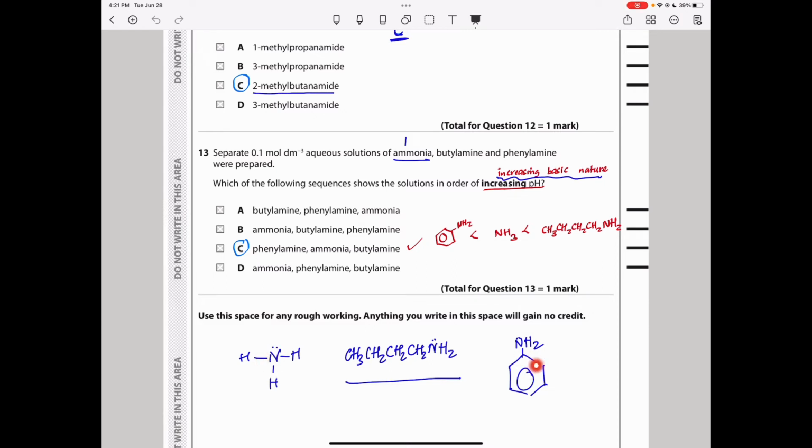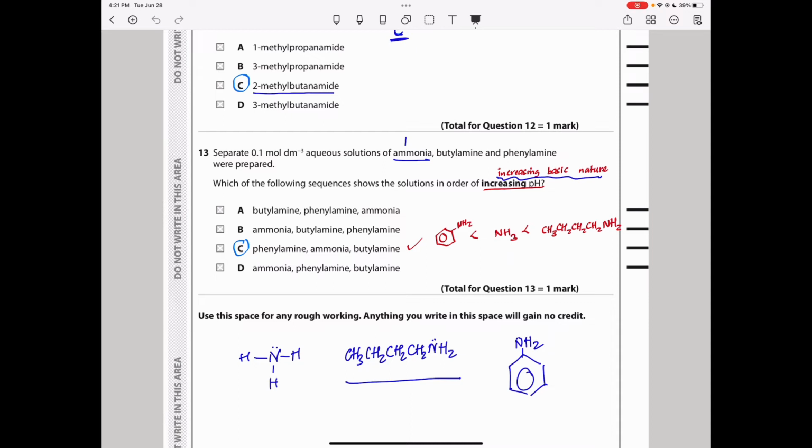The reason why this is not a great base, or its basicity is not that high, is that this lone pair gets incorporated into the ring and is therefore unavailable due to its delocalization within the pi electron cloud, so it is not readily available for the reaction to occur. So it's going to be the weakest base, or the one with the lowest pH among the three.